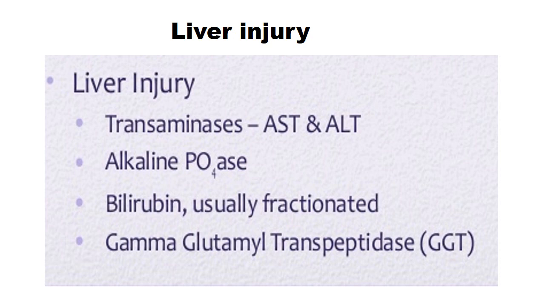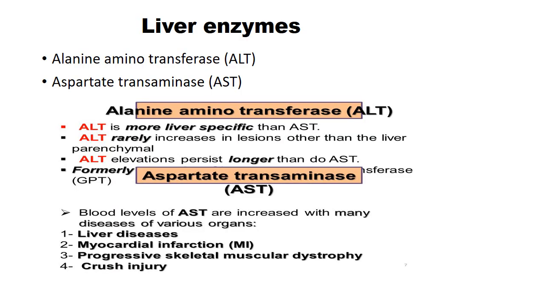When there is a liver injury, normally the enzymes are increased: transaminases, AST, ALT, alkaline phosphatase, bilirubin usually fractionated, and gamma glutamyl transpeptidase.